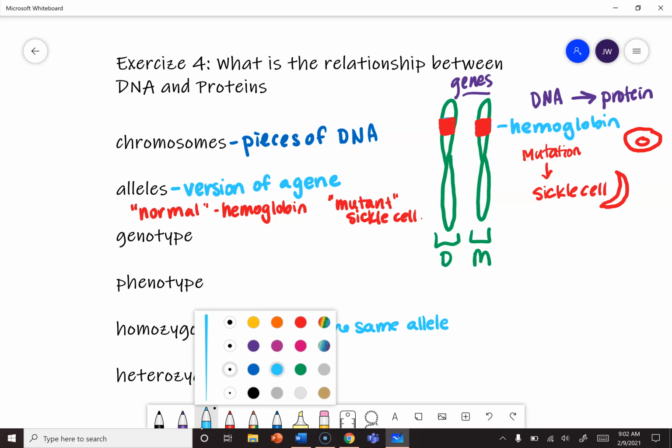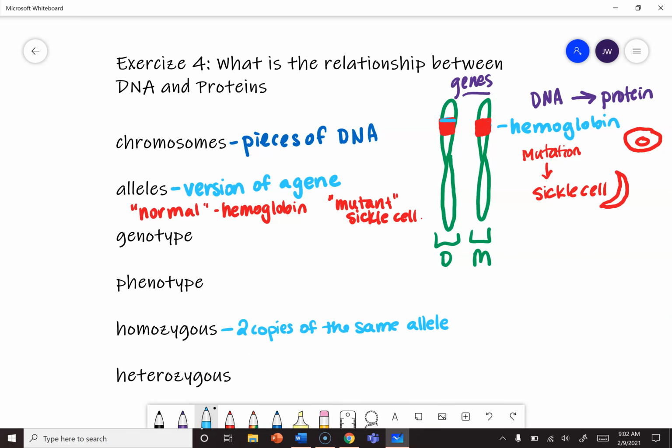Individuals who have two different copies are called heterozygous. Two different copies of alleles. So two different alleles. So they have a normal and a sickle cell.